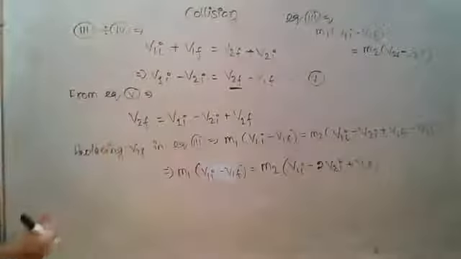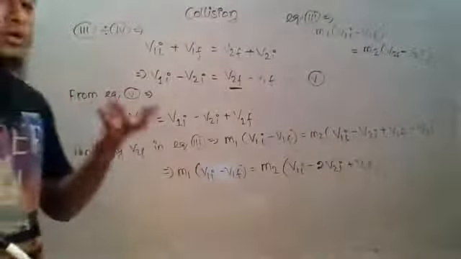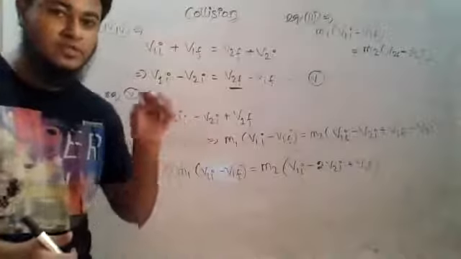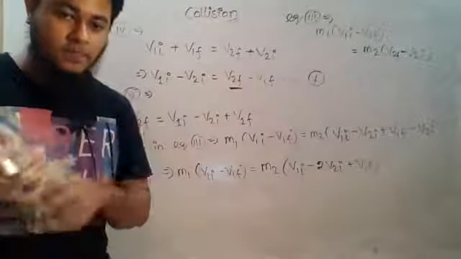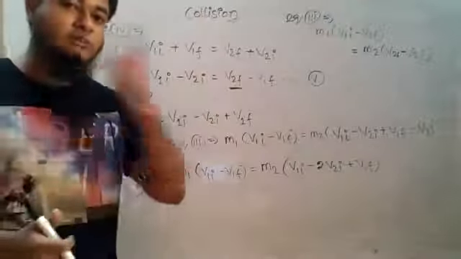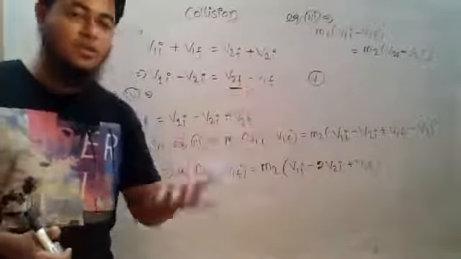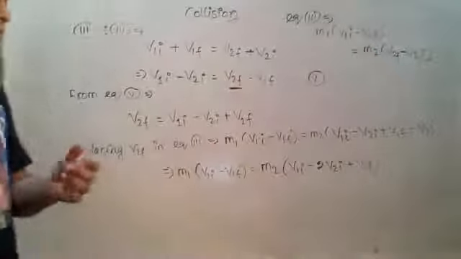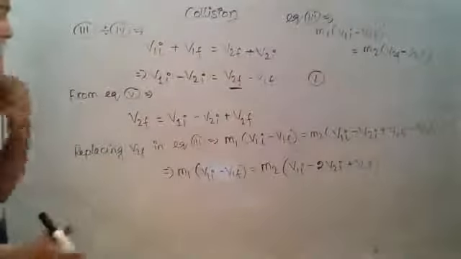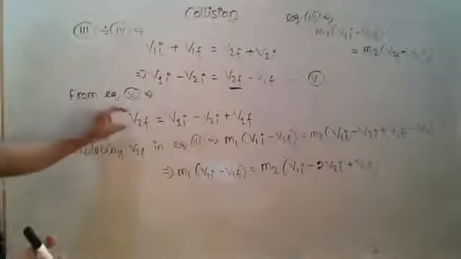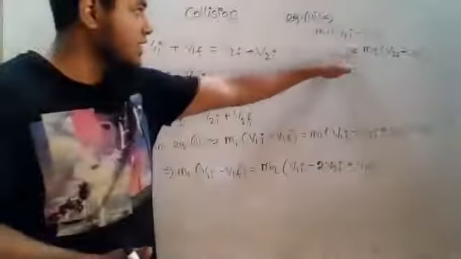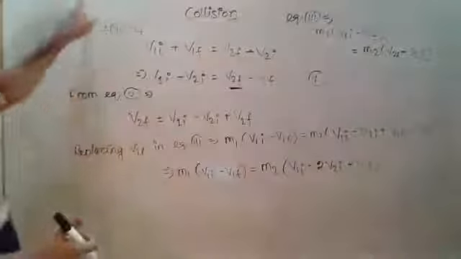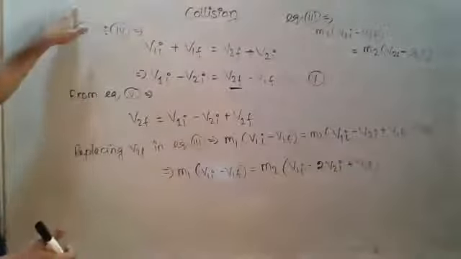This is the substitution method. In substitution method, what we do, we find an expression for x and put it into another equation and find the value of y. Then that value of y we replace in the first equation and we get the value of x. If you remember the substitution method. So we are actually following the same. So V2F, we have found an expression for this. We replace it in equation 3 and from here I will get a value for V1F.